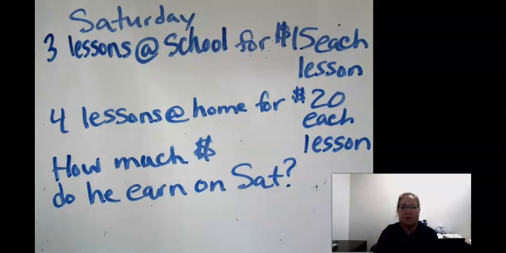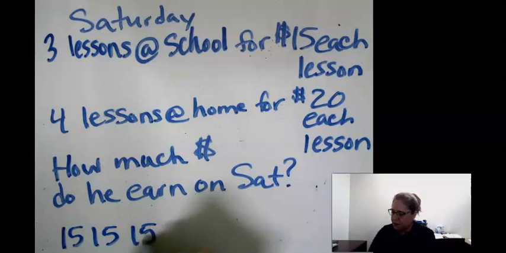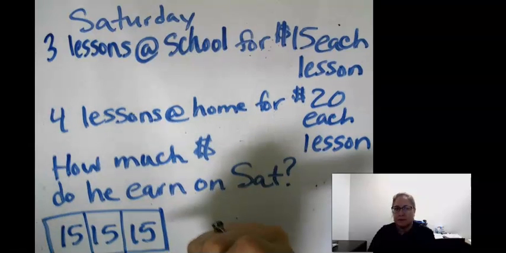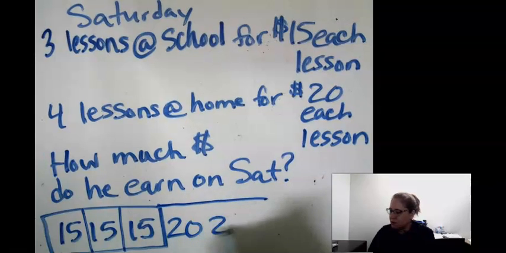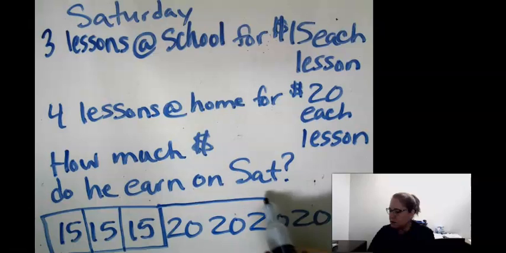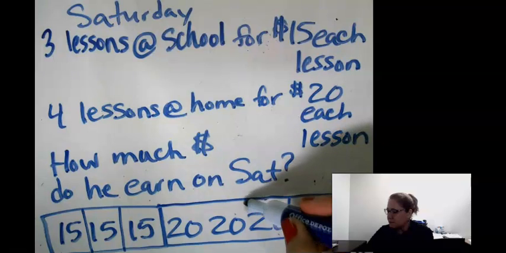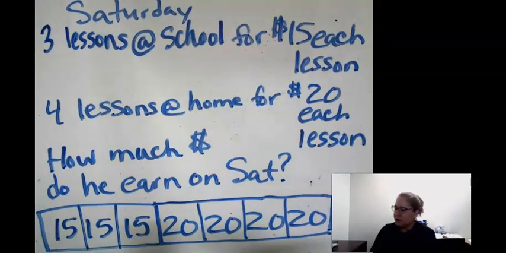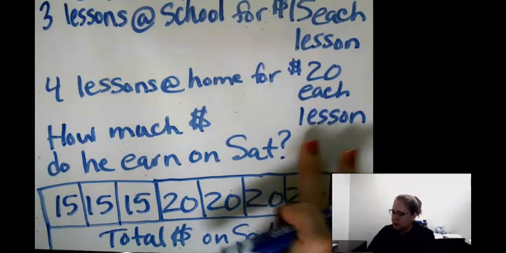Okay. Step 1. 15 plus 15 plus 15, or 15 times 3. Step 2. 20 plus 20 plus 20 plus 20, or 20 times 4. Once we add all of these up, or multiply and add, we will get the total he earned on Saturday. Okay, so what is 15 times 3?